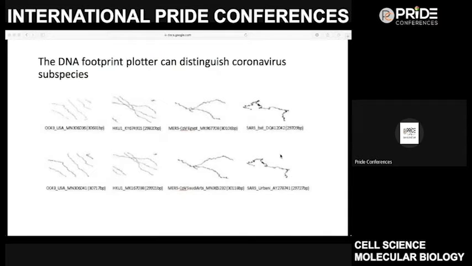The DNA footprint plotter not only can distinguish different types of viruses, but it can also distinguish coronavirus subspecies. There are different types of coronaviruses: OC43, HKU1, MERS, which is known as the Middle East strain, and SARS. OC43 and HKU1 cause mild symptoms, while MERS and SARS can cause more severe symptoms. We can see that the footprints are different among these different types of viruses.